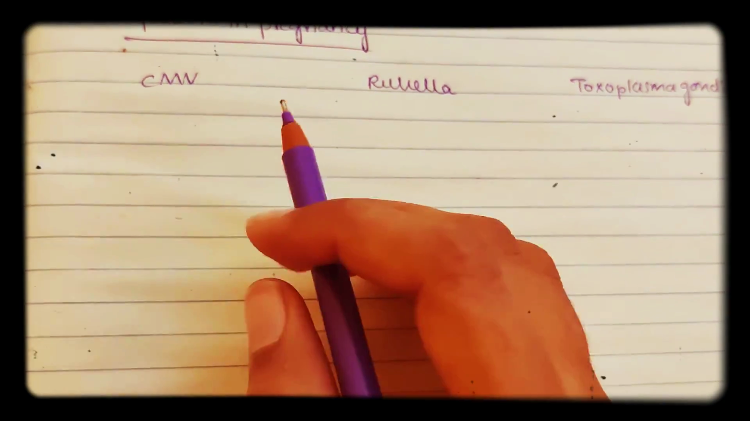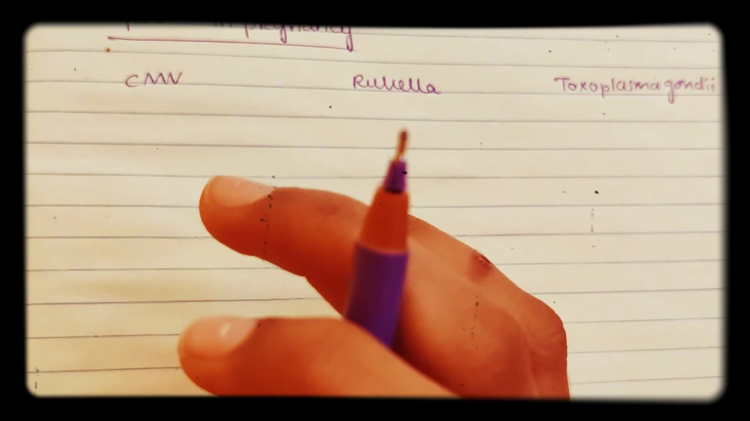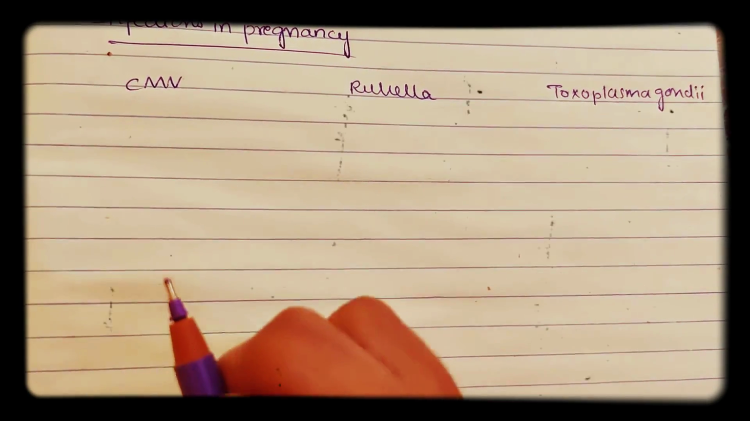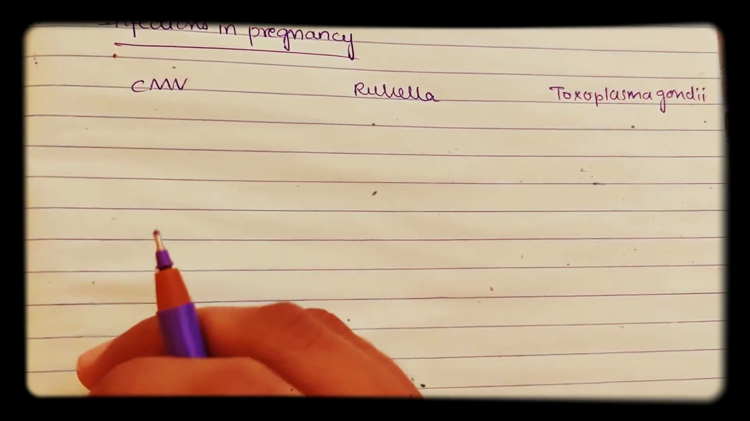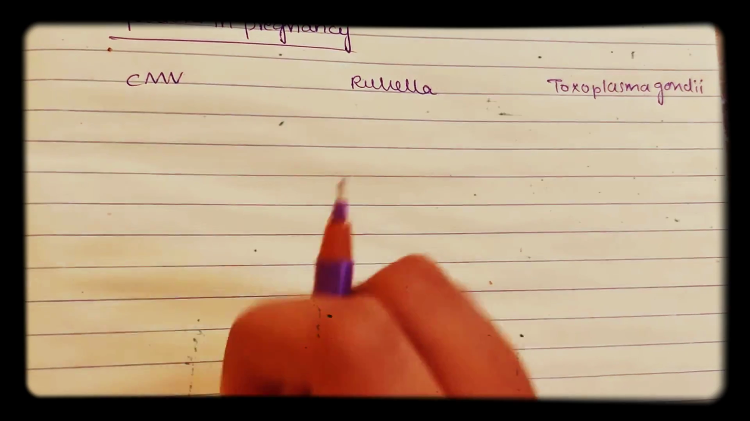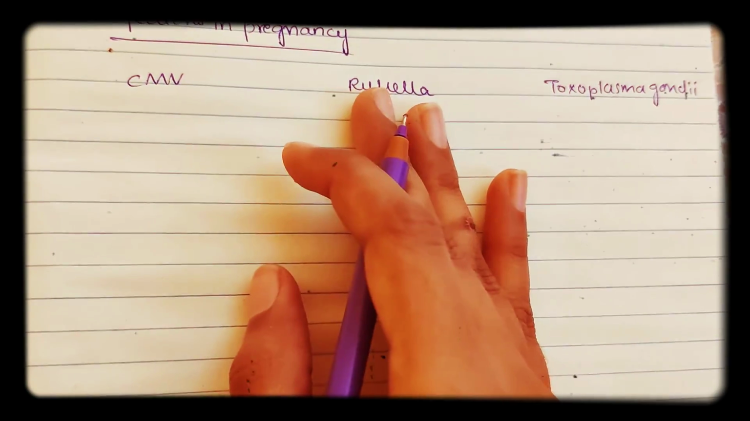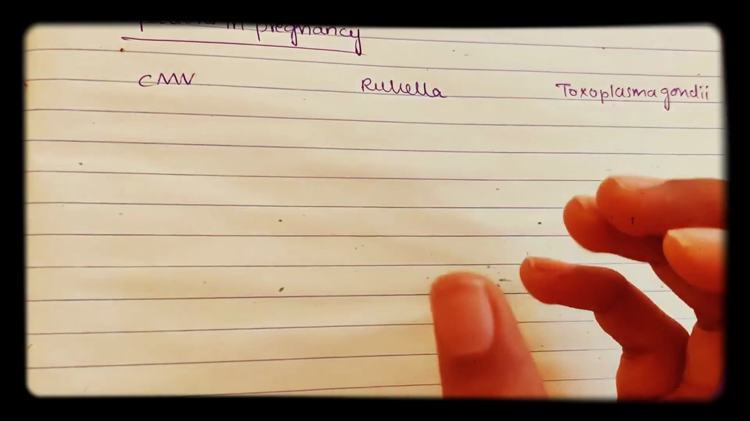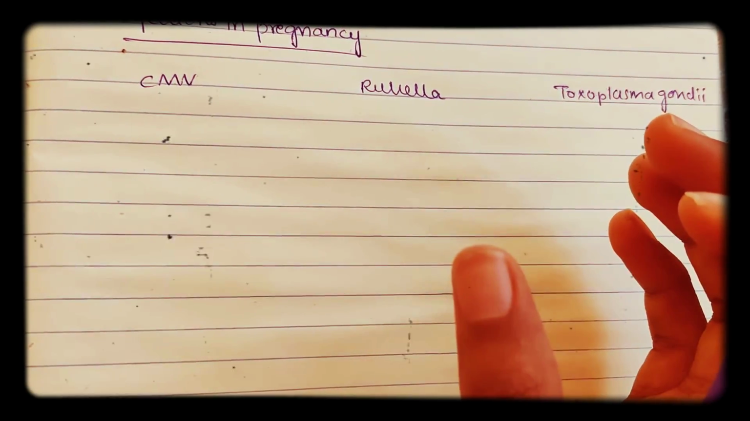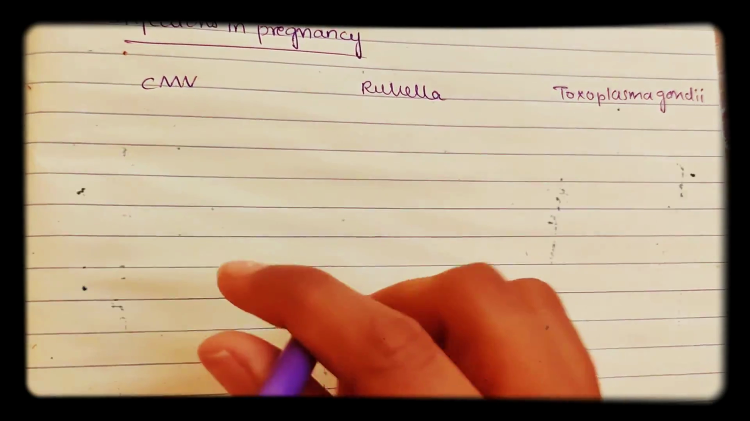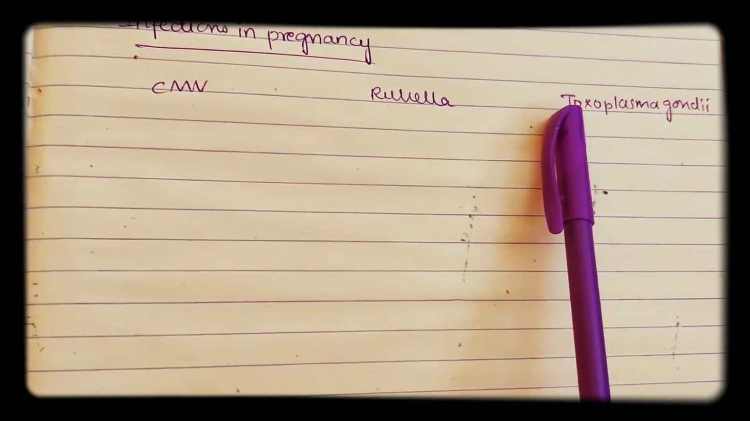In this video, we are going to start our discussion on infections in pregnancy. Especially today, we are going to discuss different microorganisms which are causing problems during pregnancy. Mainly, let us discuss these three in this video: cytomegalovirus, rubella, Toxoplasma gondii. The other organisms we'll discuss in another video.